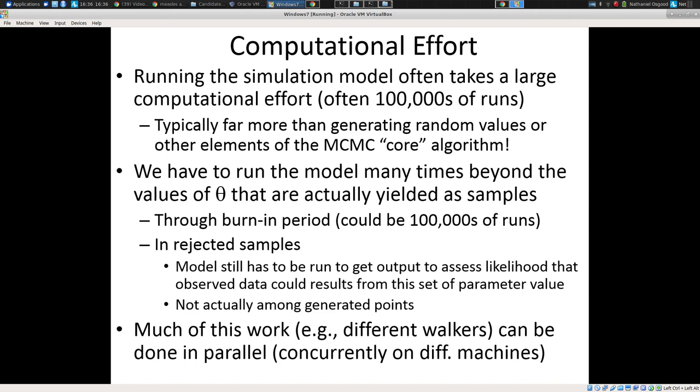Now, this requires significant computational effort. Running the simulation model often, but the simulation model will need to be run many times. And sometimes we run it hundreds of thousands of times to sample from the parameter values, okay?